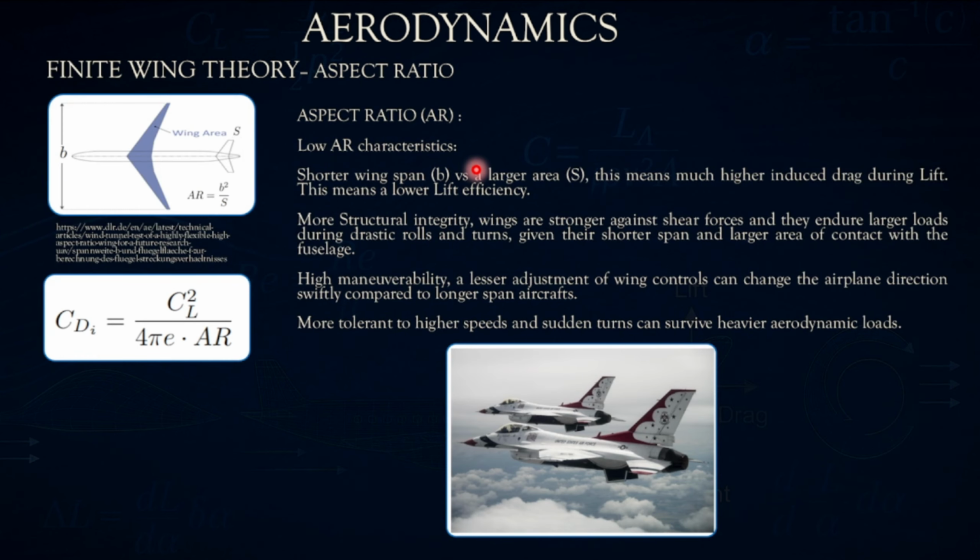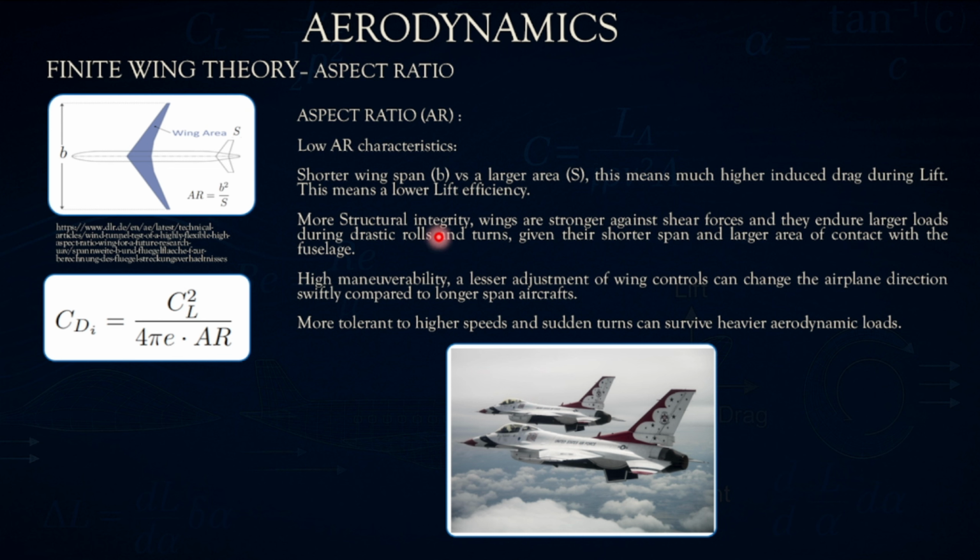Low aspect ratio characteristics. For a shorter wingspan b versus a larger area S, like the wings of an F-16 jet fighter, this means much higher induced drag during lift because you have a lower lift efficiency. So going back to this formula, you see the drag coefficient is inversely proportional to the aspect ratio. So for higher aspect ratio, you have a lower induced drag, but for low aspect ratio, like for this plane in the sketch down below, you have a higher drag.